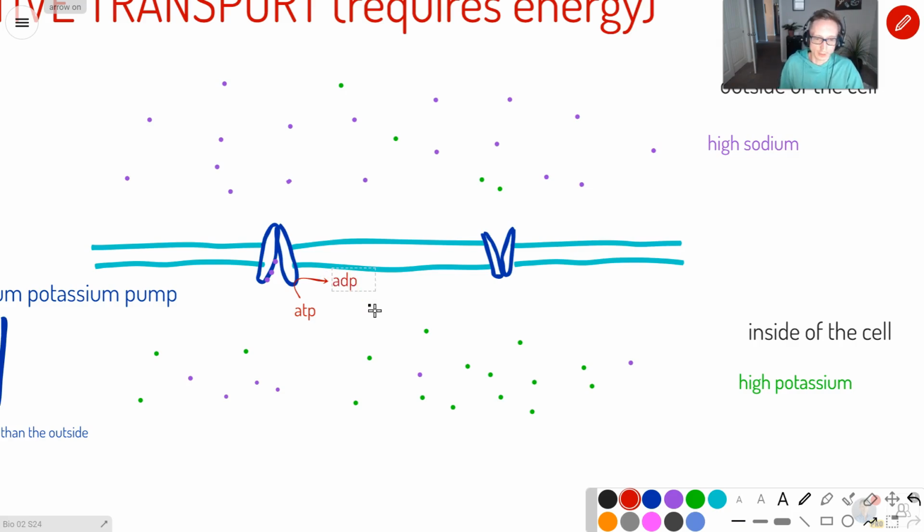I'll keep it all lowercase, ADP. And then we're going to have our 2 potassiums bind. So these will be released. 1, 2, 3. These guys here will be released. So 3 sodiums get kicked out and 2 potassiums get brought in. And I actually need to reset this guy like so, so that we have a third little version of it. So then it gets reset. And these would be then released.